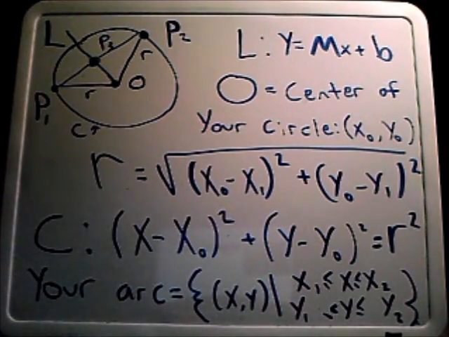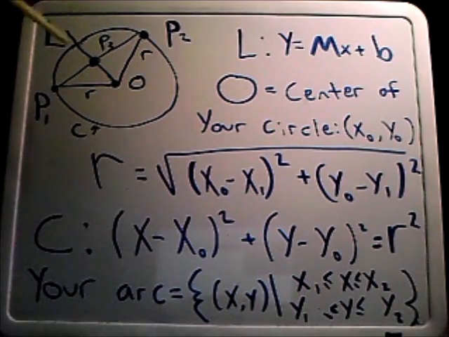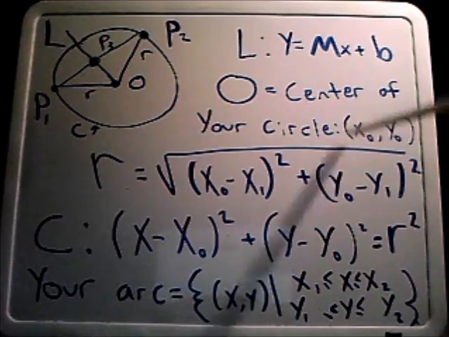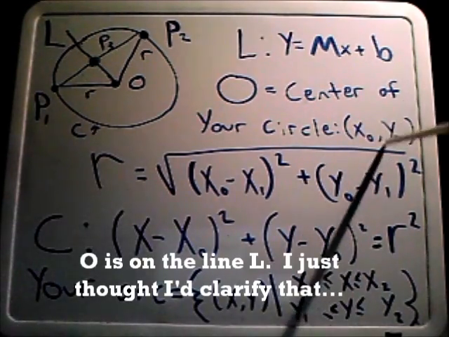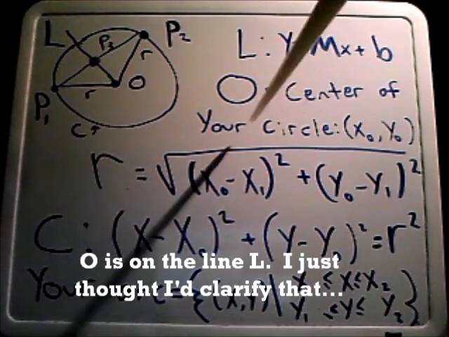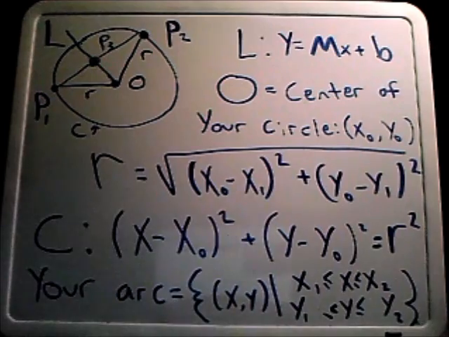This is where the fact that there's an infinite number of arcs between P1 and P2 comes from. Because if we can pick any point on this line, that means we have a new circle for every point O we picked. So just pick an X, and then compute what Y will equal using our formula for L. So I'm just going to call this arbitrary point X sub 0, Y sub 0.